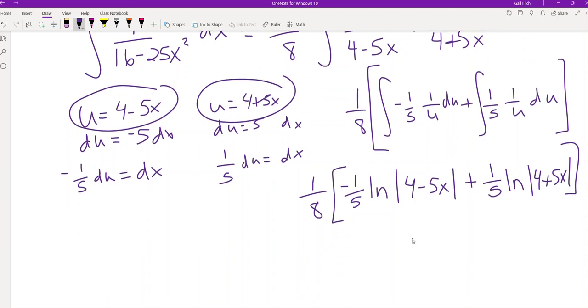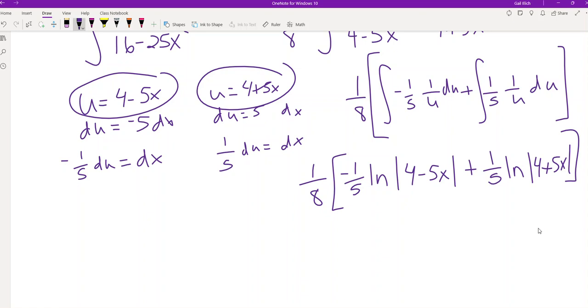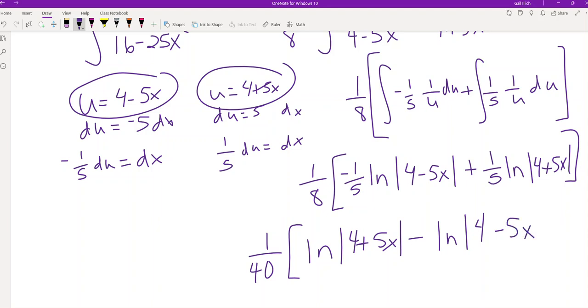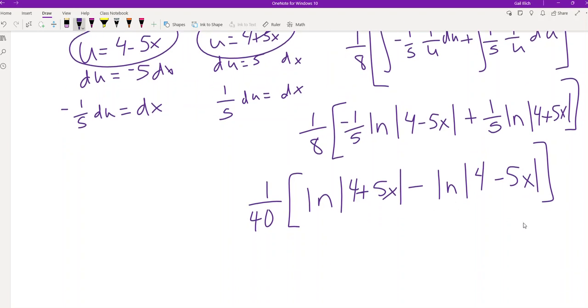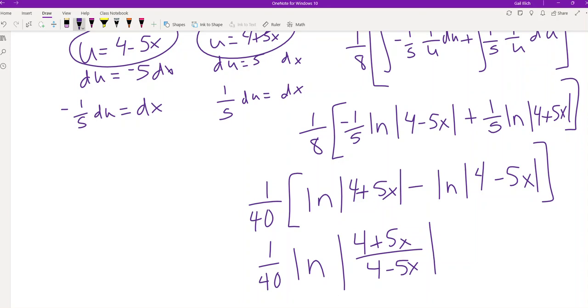And then at this point, to clean this up, you can make this a little fancier using properties of logarithms. For example, if you factor out the 1/5 and rearrange it so it's a logarithm minus the other logarithm, you would get 1/8 times 1/5, which is 1/40. I'm going to switch the order here, so I have ln of absolute value of 4 plus 5x minus the ln of the absolute value of 4 minus 5x. The reason I did that is that the ln of a minus ln of b is the ln of a divided by b. So this will be 1/40 times the ln of the absolute value of 4 plus 5x divided by 4 minus 5x, plus C.